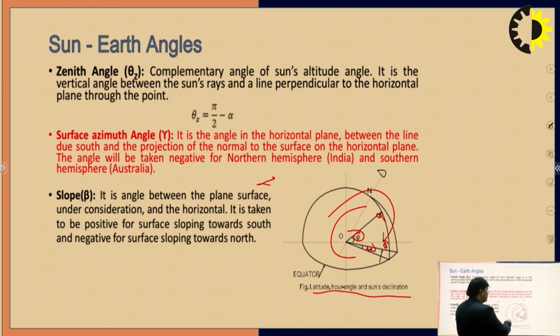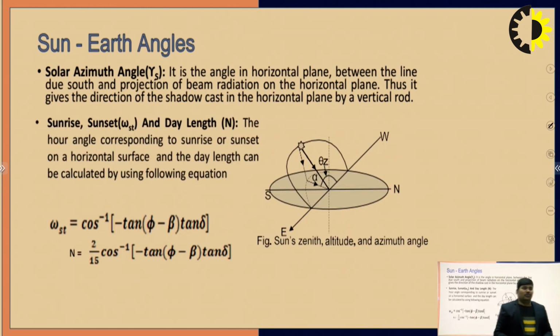So equatorial is there, and you can see that it is different according to the position of the earth. You can find out the alpha, delta, omega, theta, and beta also. So the sun angle earth, you can see the theta and alpha.